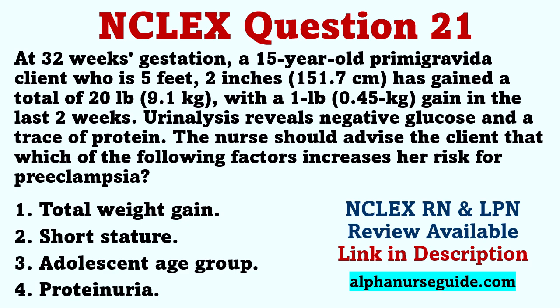The correct answer is 3. Clients with increased risk for preeclampsia include primigravida clients younger than 20 years or older than 40 years, clients with 5 or more pregnancies, women of color, women with multi-fetal pregnancies, women with diabetes or heart disease, and women with hydramnios. A total weight gain of 20 pounds at 32 weeks gestation, with a 1 pound weight gain in the last 2 weeks, is within normal limits. Short stature is not associated with the development of preeclampsia. A trace amount of protein in the urine is common during pregnancy. However, protein amounts of 1+ or more may be a symptom of pregnancy-induced hypertension.